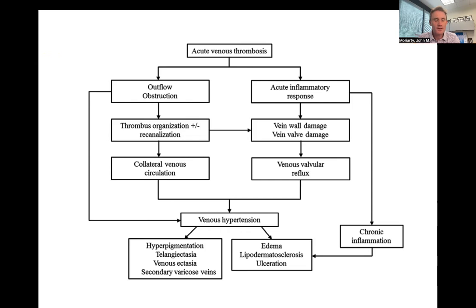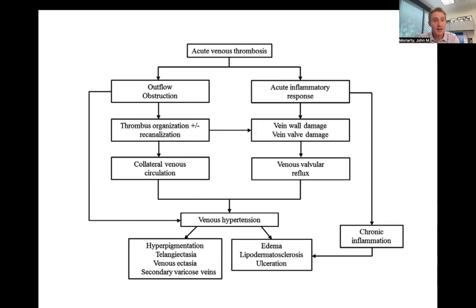We think that when people get a blood clot, two main conditions occur which can cause post-thrombotic syndrome. The first is what's called outflow obstruction. In other words, the blood can get into the leg in the artery, but can't get back out because the main route out through the vein is blocked. That leads to other issues, but increased blood pressure within the leg is one of them, venous hypertension.